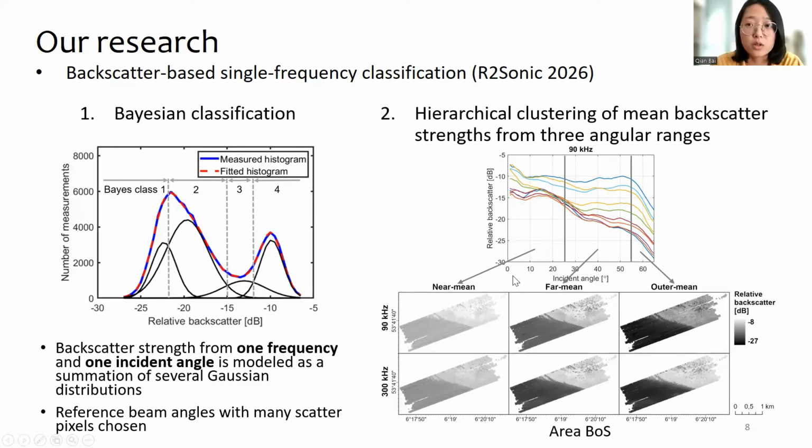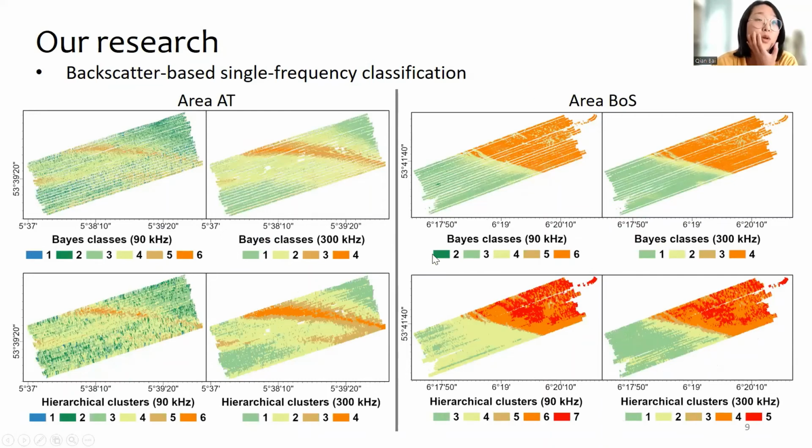Next I will show you some maps of the classification results from both 90 and 300 kilohertz. In general, the classification results from both methods, Bayes and hierarchical clustering, don't change too much. One thing to mention is the results for 90 kilohertz in the area, where you can see a lot of scattered noise classes, which might be caused by rough weather conditions during surveying, because we met really large waves during the night.